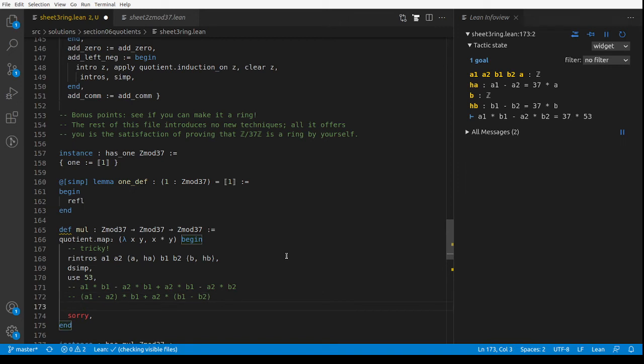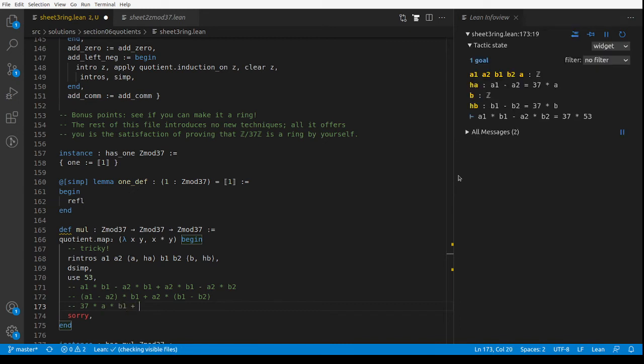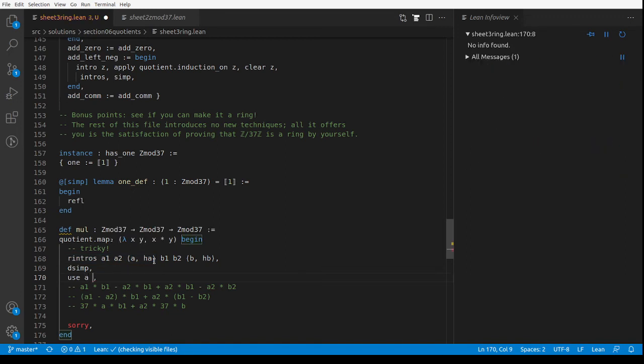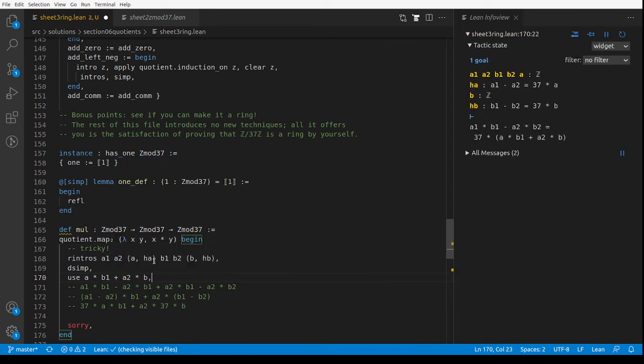And so now you see this. So the left-hand side is 37A. You see A1 minus A2 is 37A. So this is 37 times A times B1 plus A2 times 37 times B. And so we're supposed to be writing the left-hand side as 37 times something. So I'm not going to use 53 anymore. I'm going to use A times B1, sorry, I'm going to use A1. No, I'm going to use A times B1 plus A2 times B.